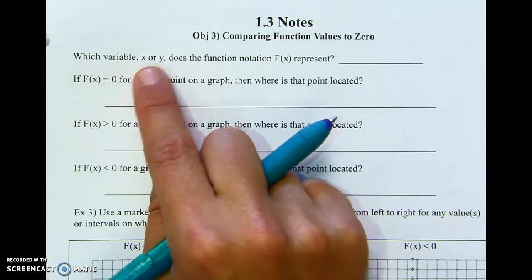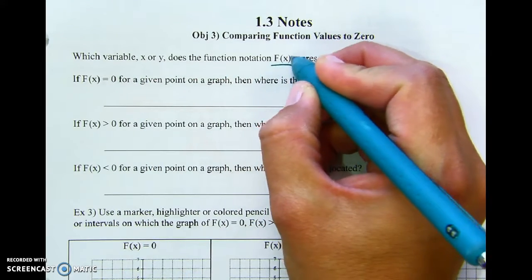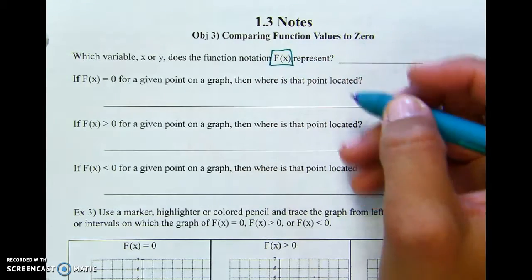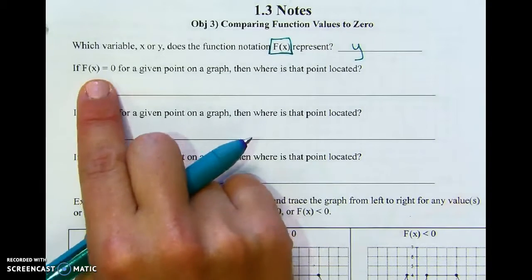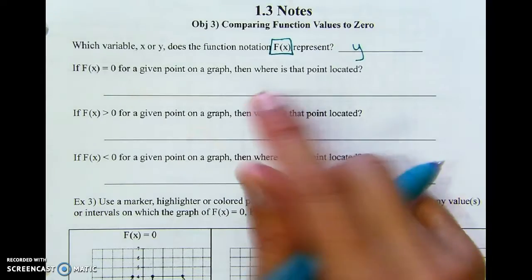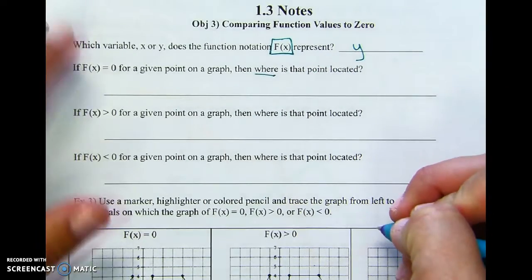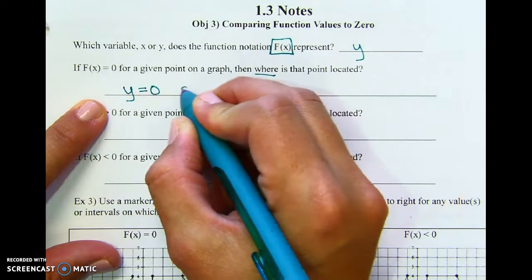Which variable, x or y, does the function notation f of x represent? What does this whole thing mean? It's a y value. Yes, good job. So if f of x equals 0 for a given point on the graph, where is that point located? So f of x equals 0 means y equals 0.